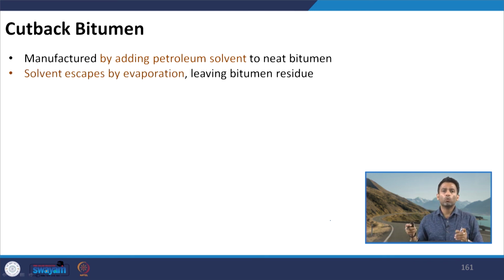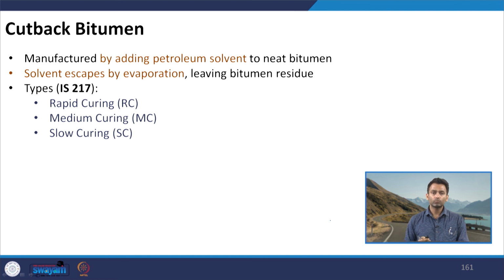Alright. So, what happens is that first we mix this solvent with the bitumen so that the viscosity can be reduced, and then when we use this cutback with the aggregate particles for production of bituminous mixture or for spray application, the solvent will escape by evaporation, leaving the bitumen residue. The Indian standard code is IS 217 for classification of different types of cutback bitumen, of which there are 3 types we use in India.